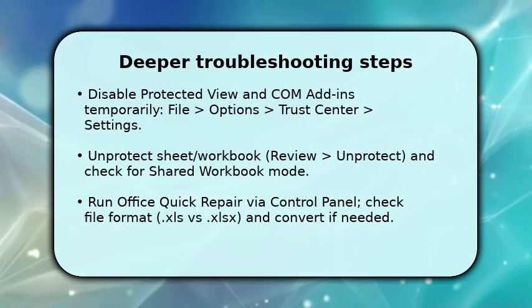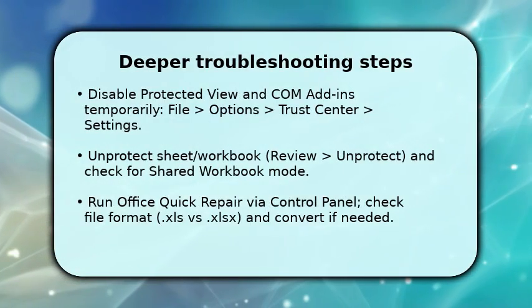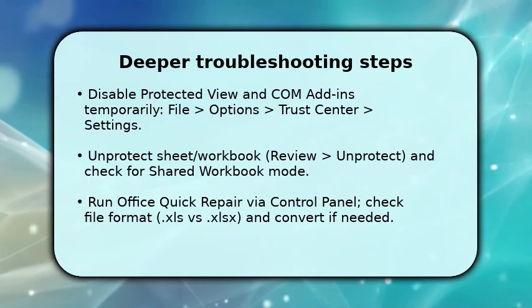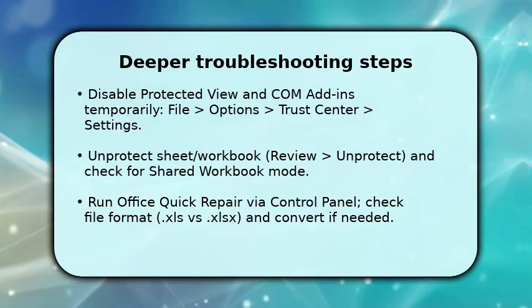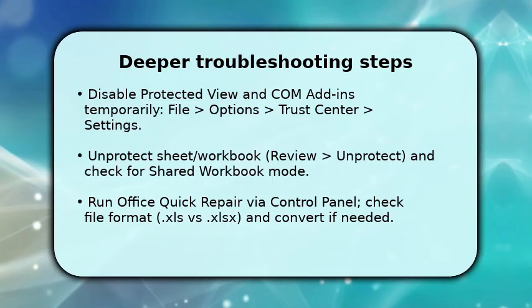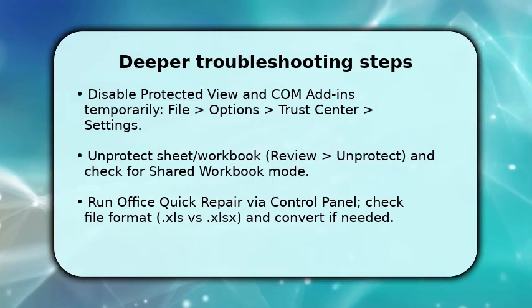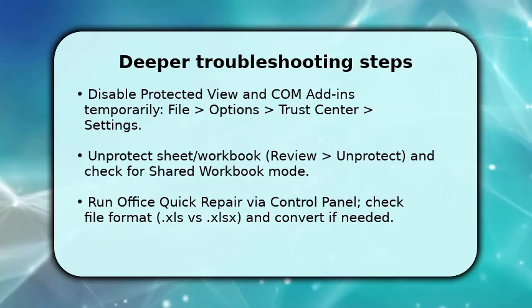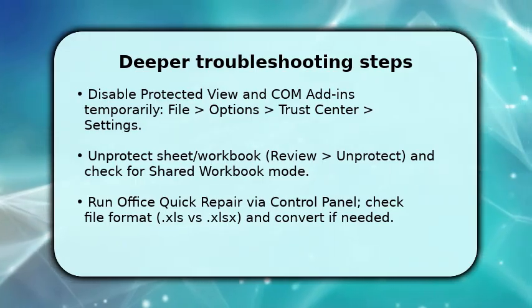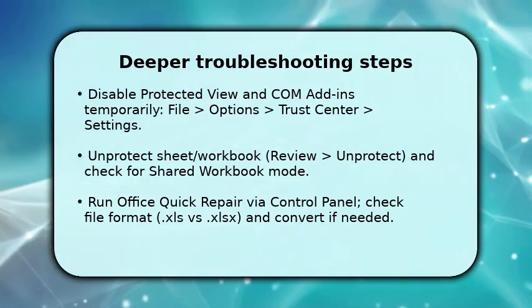Next, remove features that commonly block edits. Go to Trust Center and disable Protected View options temporarily, then restart Excel. Disable COM add-ins one by one so you can identify conflicts. Unprotect the sheet or workbook if review shows protection. Also exit shared workbook mode because sharing can restrict edits.